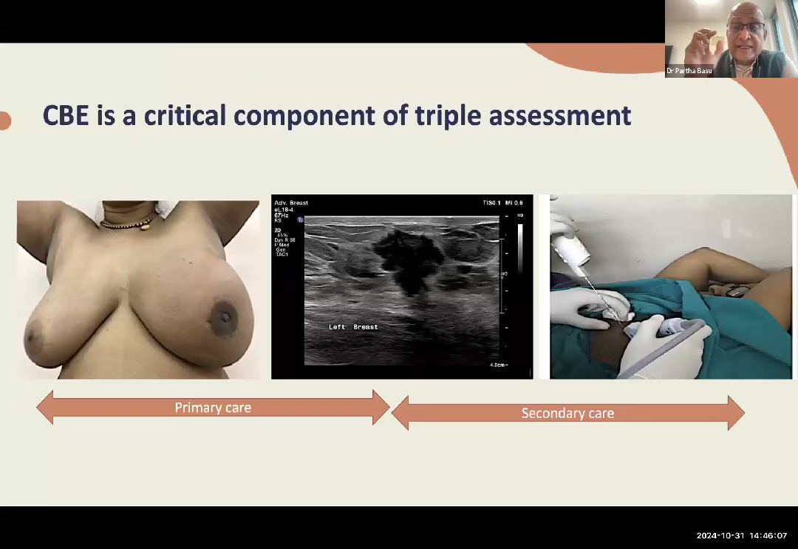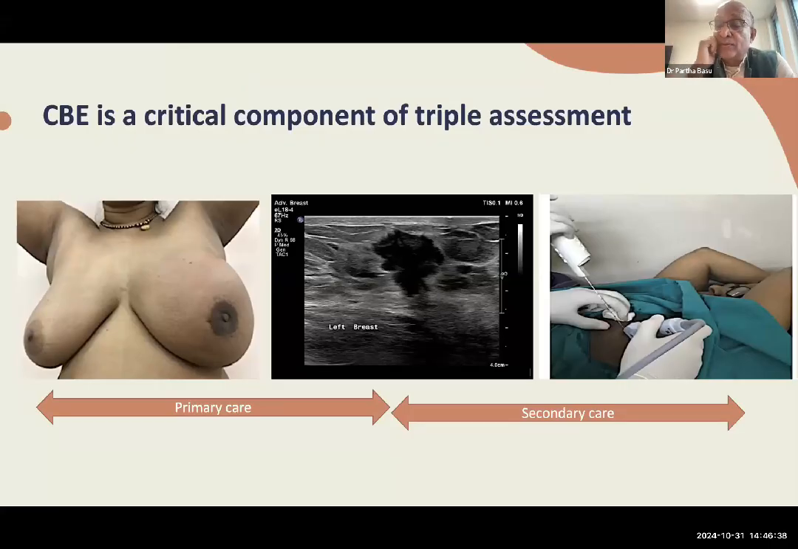So clinical breast examination is an important part of diagnostic care, and it is part of what we call triple diagnosis. Any woman who presents with a symptom should be examined clinically, and if any abnormality is found, she should go for diagnosis, radiology. Radiology can be mammography, which is very accurate, but for our kind of setting, where women present with a large lump, as you can see here, ultrasound is very good in terms of picking up the disease and characterizing the disease.